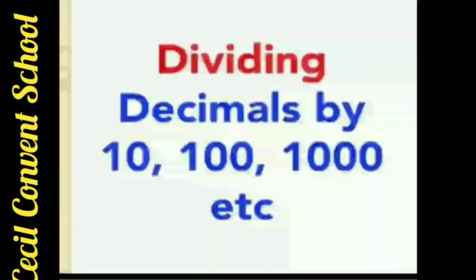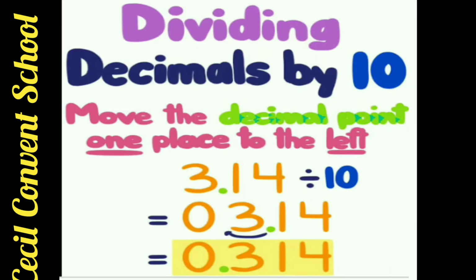Clear? Now we do dividing decimals by 10, 100, 1000. When you divide the number by 10, 100, 1000, what to do? In multiplication, when you multiply the decimal numbers by 10, 100, 1000, you always move the decimal from left to right. Now here in division, it will move from right to left. Clear? The things are same.